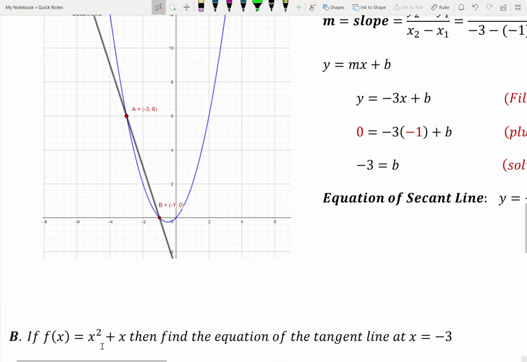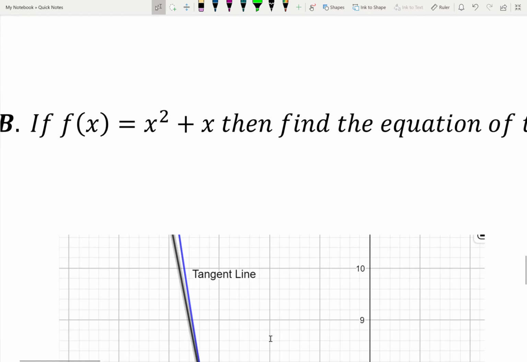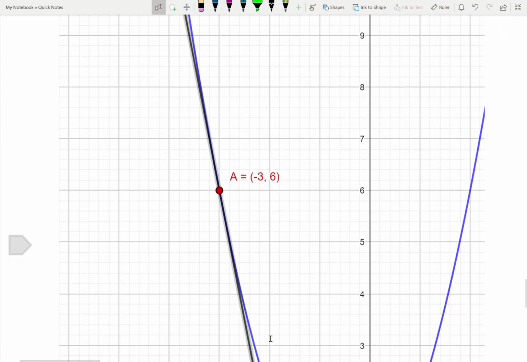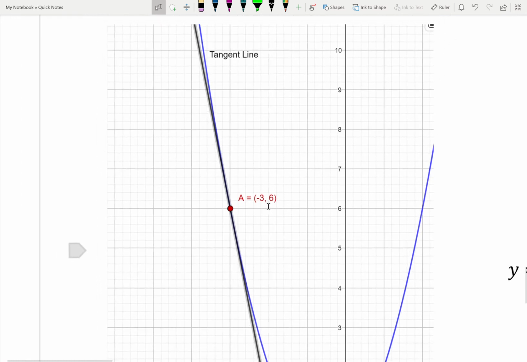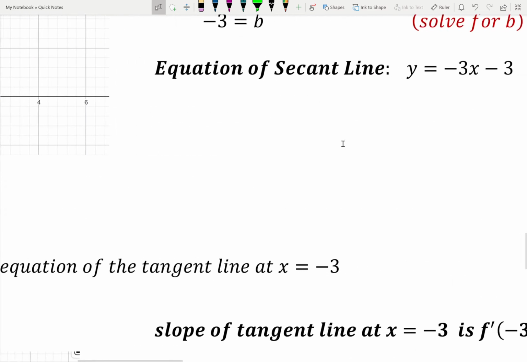If we're given the same function, find the equation of the tangent line at x equals minus 3. Remember, the tangent line hits my graph at 1 point. Here is the point minus 3, 6, and this is the tangent line that hits it at that 1 point. Our goal is to find the equation of this line. Like I said earlier, whenever we find the equation of a line, the first thing to do is find the slope. We also said prior that the slope of the tangent line is given by the derivative. So let's find the slope of the tangent line.